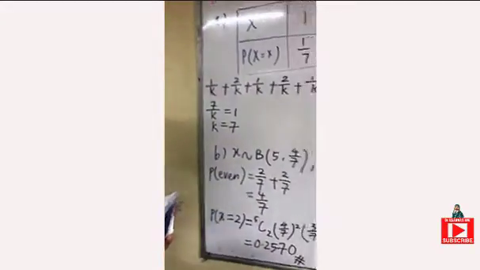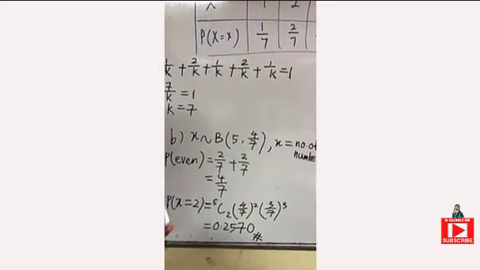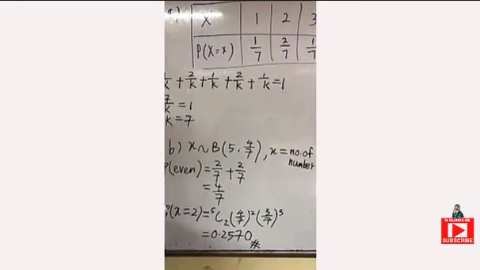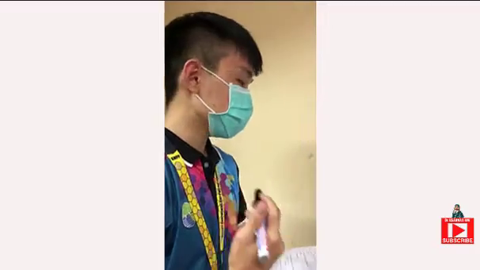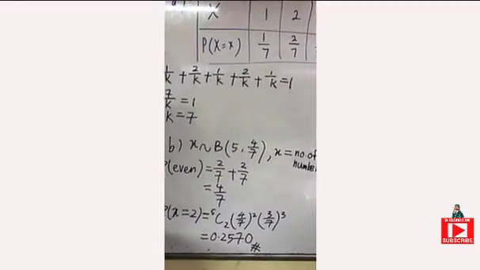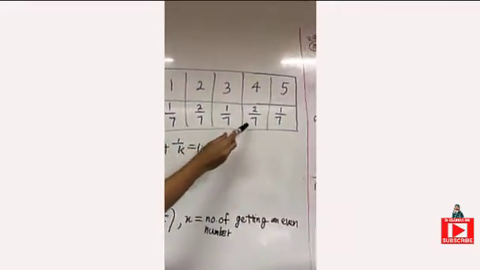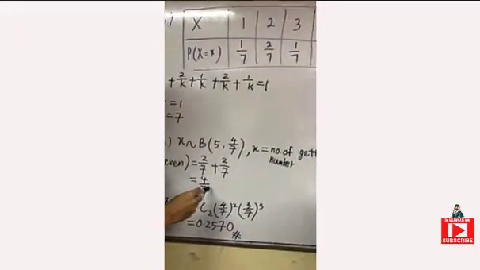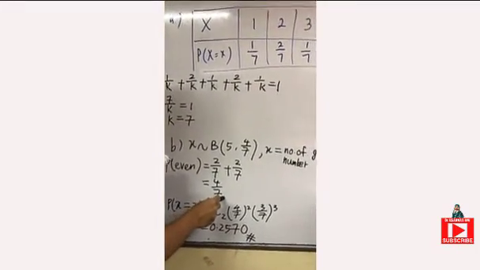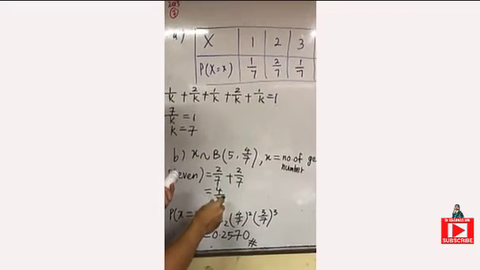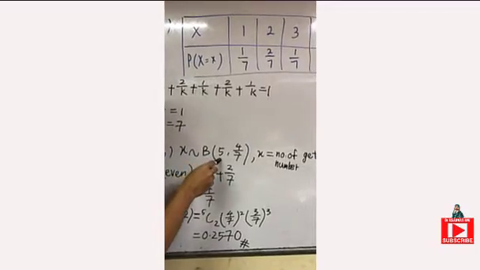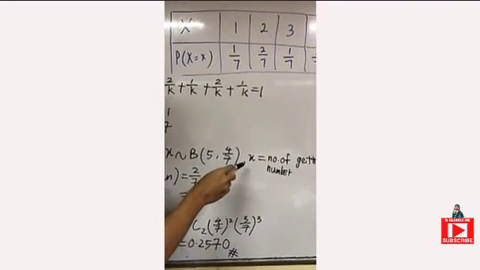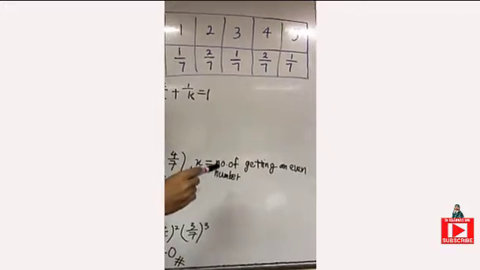Next, the question says the dice is thrown 5 times and the number of times of getting an even is noted. So from this statement, we know that n is equals to 5. In order to continue, we have to calculate the probability of getting an even number first, which we get 2 over 7 plus 2 over 7. And the value is 4 over 7. So we know the probability of success is 4 over 7, and hence X ~ B(5, 4/7), where X equals the number of getting an even number.